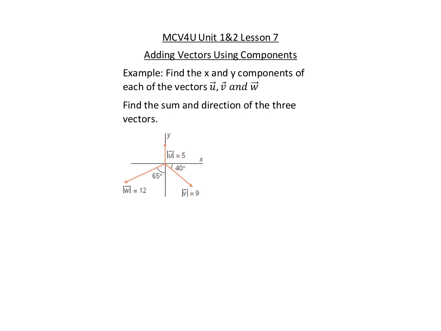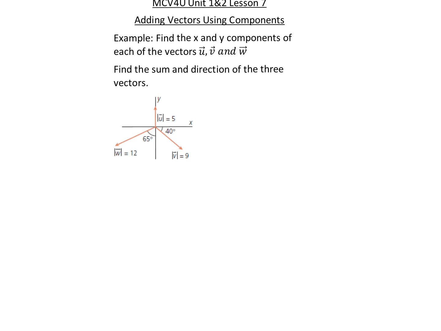Okay, we will look at a couple more applications of adding vectors using components. So here we have three vectors. Components are useful when you have more than two. If you only have two, you can do tip to tail or components. But if you have three and you did tip to tail, you would have to do tip to tail twice, and that gets a little tricky. So components are useful when you have more than two. Okay, so I have three vectors u, w, and v.